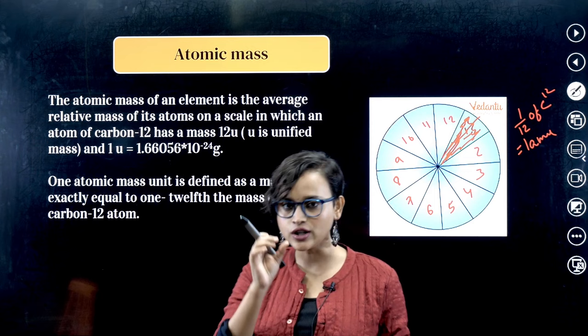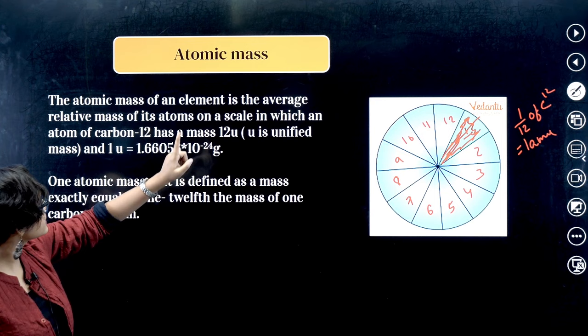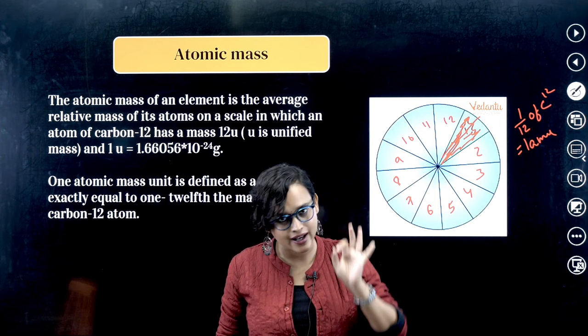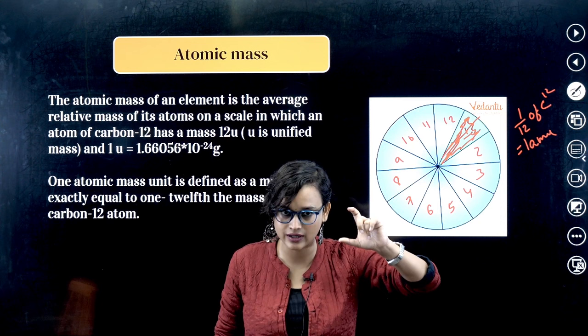Now let's read it. The atomic mass of an element is basically the average relative mass of its atom on a scale in which an atom of carbon 12 has a mass of 12 units. Carbon 12, carbon 13, carbon 14 are isotopes of carbon. Isotopes have the same atomic number, different mass number. So carbon 12 has a mass of 12.